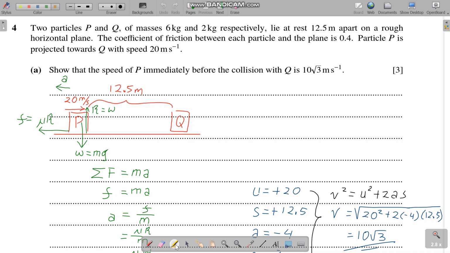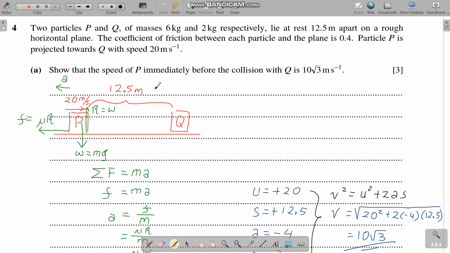Two particles P and Q, masses 6 and 2 kg, lie at rest 12.5 meters apart on a rough horizontal plane. There's friction, with coefficient 0.4. P is projected towards Q at 20 meters per second. Show that the speed of P immediately after the collision is 10√3.